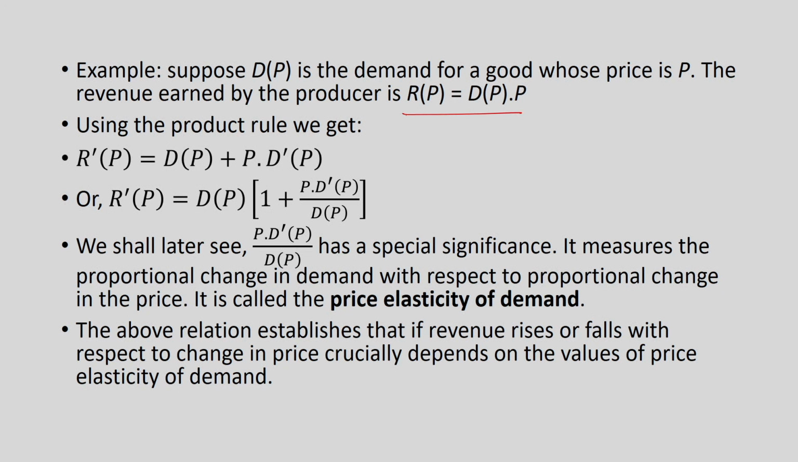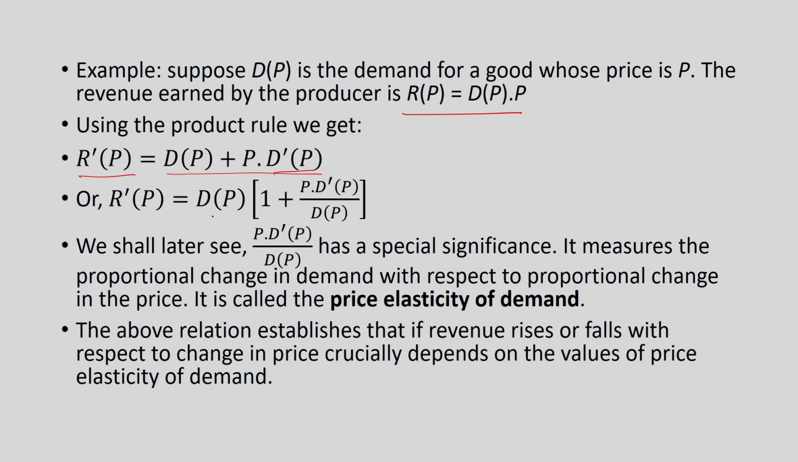So, R(P) is equal to D(P), which is a function, multiplied by the price, which is P. Now, we can use the product rule here. So, R prime of P will be given by this. So, what is the thing that is going on in the background? I have jumped one step. This is basically D(P) multiplied by the derivative of P with respect to P. The derivative of P with respect to P is 1. So, nothing is coming here, plus P multiplied by the derivative of the demand function with respect to price, which is D prime P, right, P multiplied by D prime P.